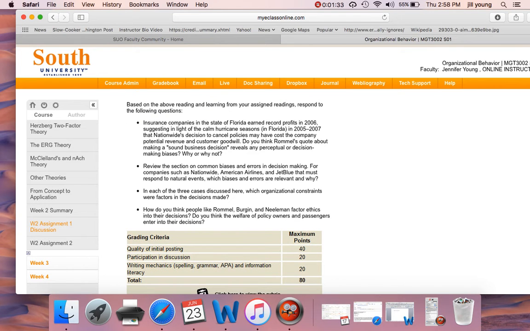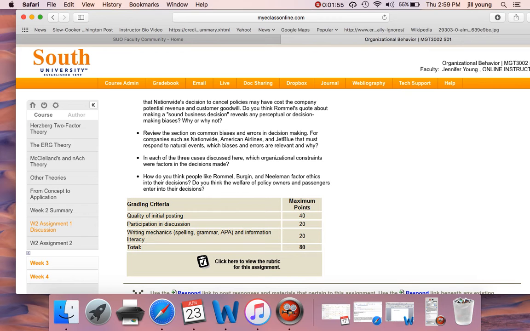Once you read the section, you're going to review the section on biases. You're going to go back to this case and talk about what the biases and errors were and why they were relevant. What organizational constraints were factors in the decisions made by these companies? And how do you think they factored ethics into their decisions? Tell me if you felt they were ethical in their decision making or not, and if they could have been more ethical, how? What considerations should they have made in addition to what they did do?